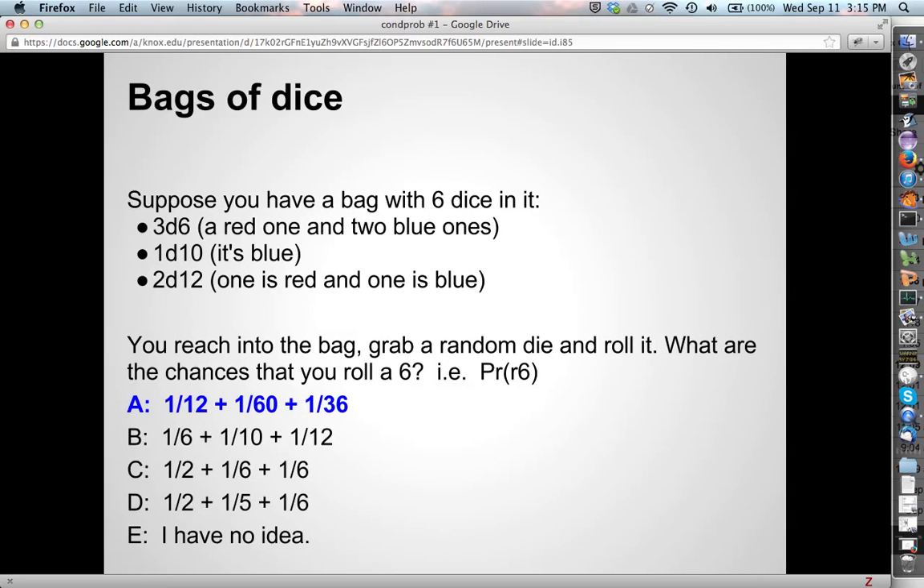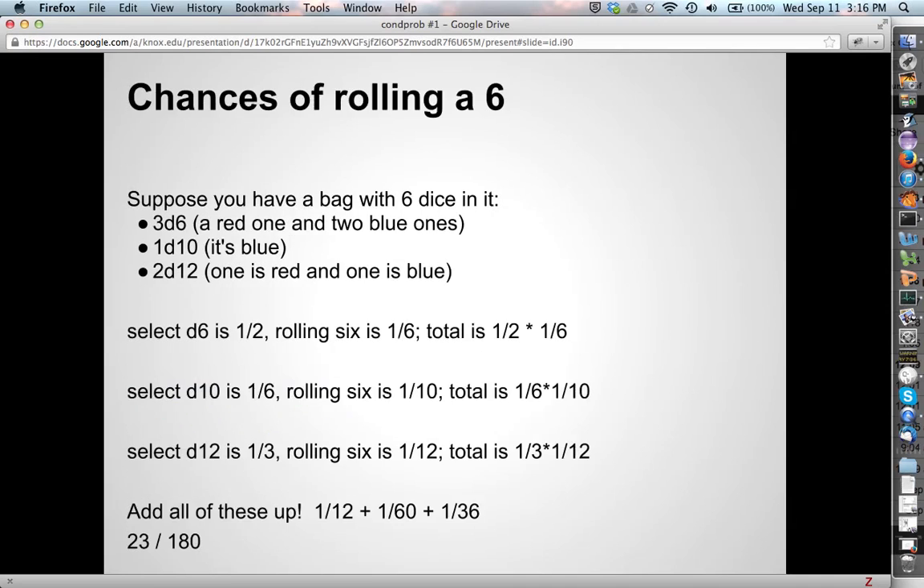So did you come up with 1 in 12 plus 1 in 60 plus 1 in 36? If you did, you're correct, and here's why. Your chances of selecting a D6 are 1 in 2, right? Because there's 3 D6s and there's 6 total dice. So it's 1 in 2 you grab one of the D6s, and then once we know we've got a D6, it's 1 in 6. So using joint probability, this is 1/2 times 1/6.